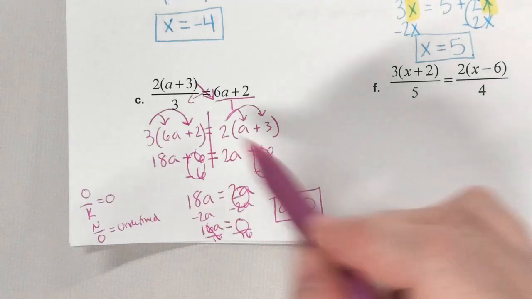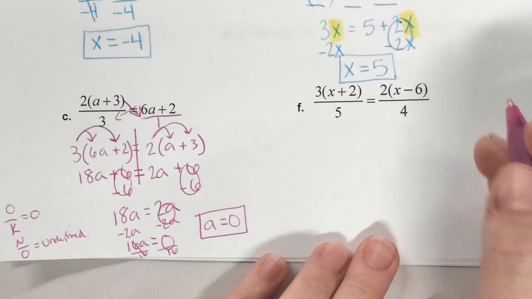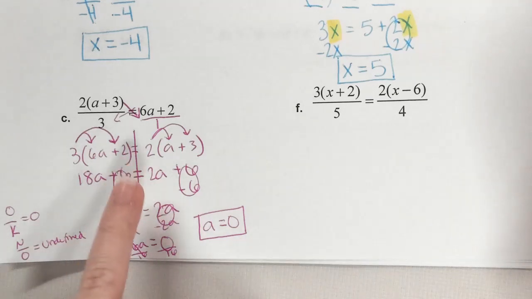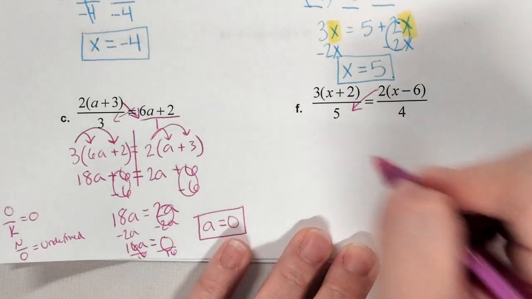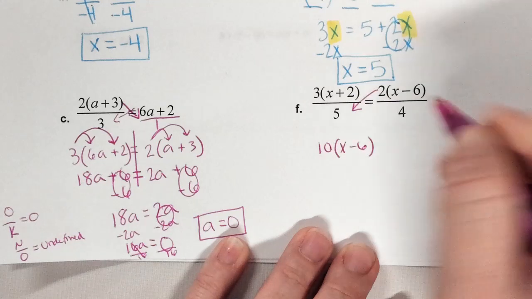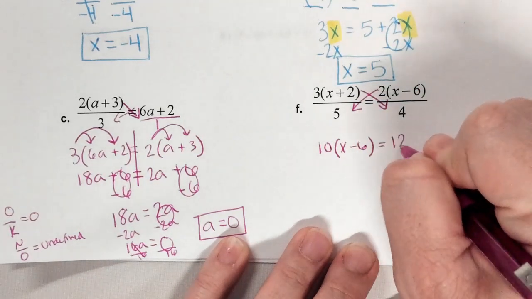Any questions there? No. Okay, so look at F. What are we going to do on F? Stand up like you said, up, down. Yeah, we could do it just like this. We can cross multiply. So what's 5 times 2? 10. And what's 3 times 4? 12.